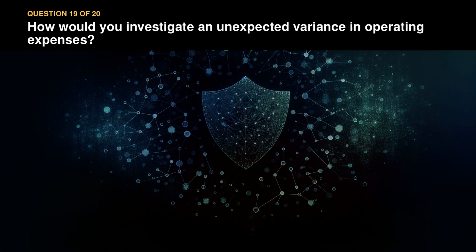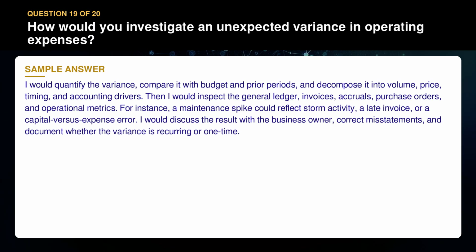Question 19. How would you investigate an unexpected variance in operating expenses? I would quantify the variance, compare it with budget and prior periods, and decompose it into volume, price, timing, and accounting drivers. Then I would inspect the general ledger, invoices, accruals, purchase orders, and operational metrics. For instance, a maintenance spike could reflect storm activity, a late invoice, or a capital versus expense error.